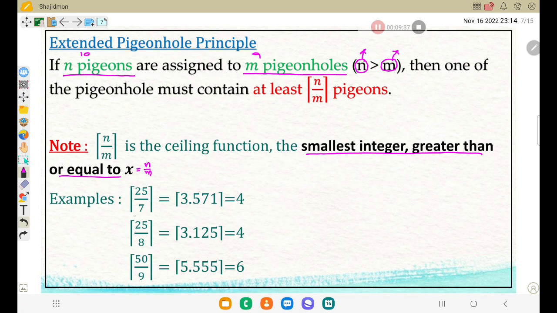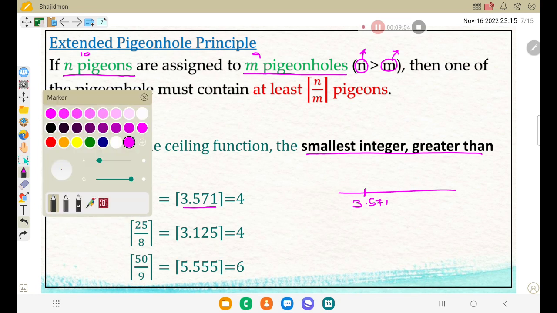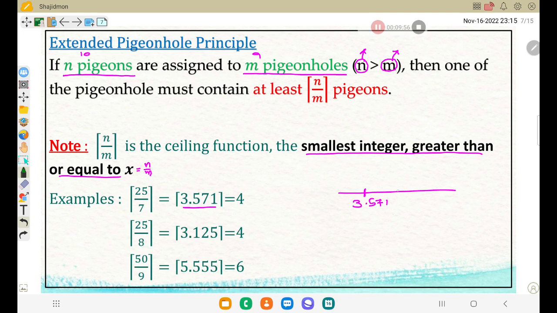Ceiling function of 25 divided by 7. 25 divided by 7 is 3.571. So the ceiling function means take the next integer number after 3.571, because it is the smallest integer greater than or equal to that number. The next number is 4, so the ceiling of 25 by 7 is equal to 4. Now ceiling of 25 by 8, which is 3.125. What is the next integer number? It is 4.